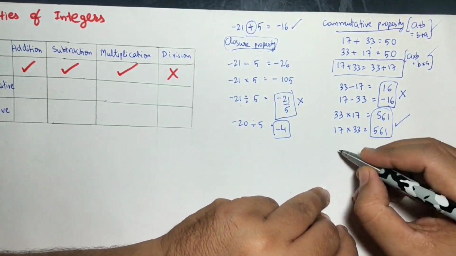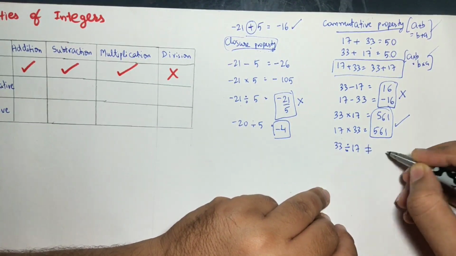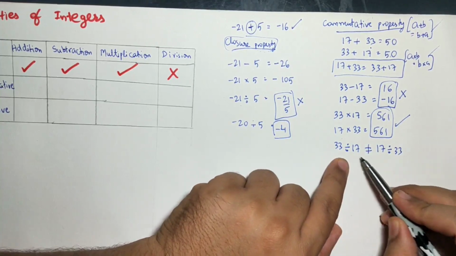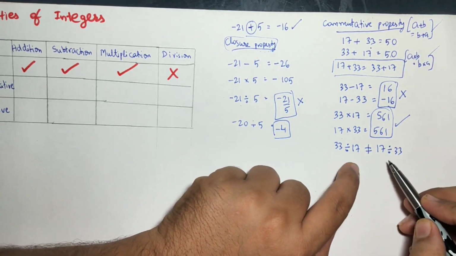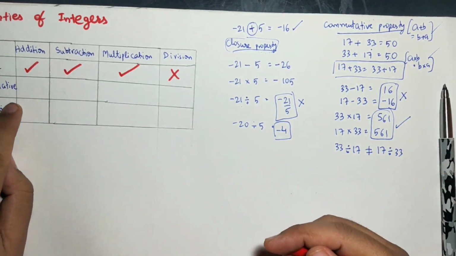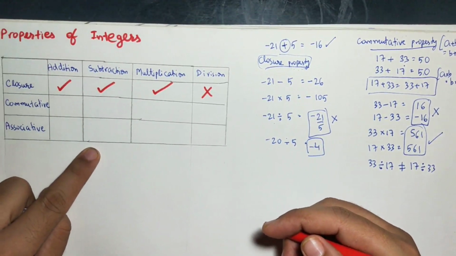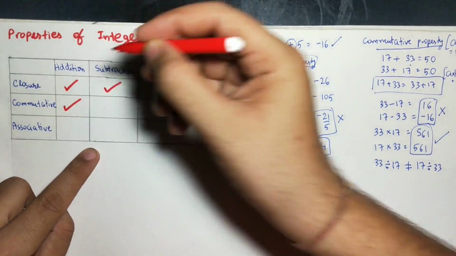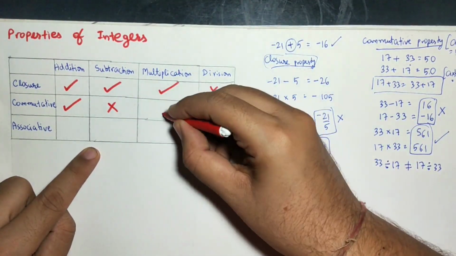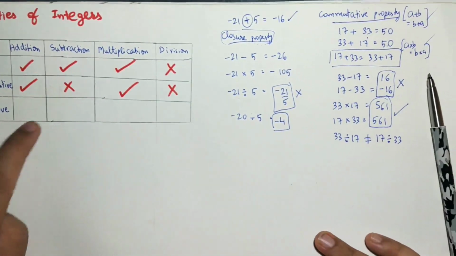Let us try for division also. 33 divided by 17 will not be equal to 17 divided by 33. Obviously, this is an improper fraction and this is a proper fraction. They both cannot be equal. So, what we learned? Commutative property over addition is true. Over subtraction, it's not true. Over multiplication, it's true. Over division, it's not true.